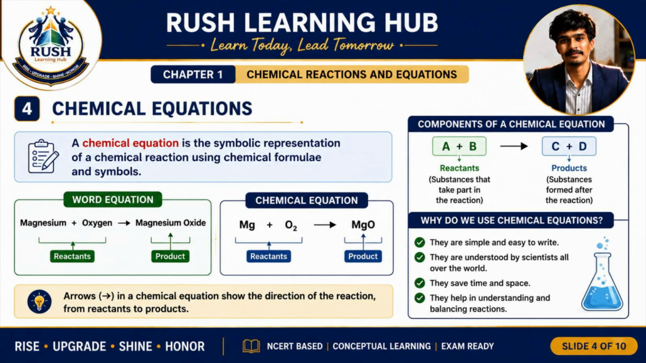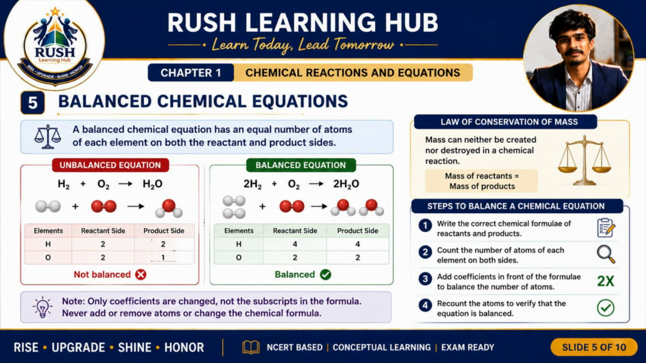As we can see, chemical equations provide a clear picture of what happens during a chemical reaction. In the next slide, we will learn how to balance chemical equations according to the law of conservation of mass. After learning how chemical equations are written, the next important step is balancing them.